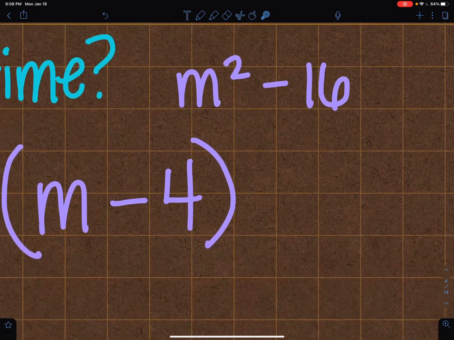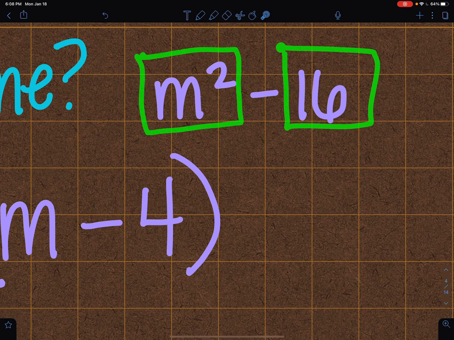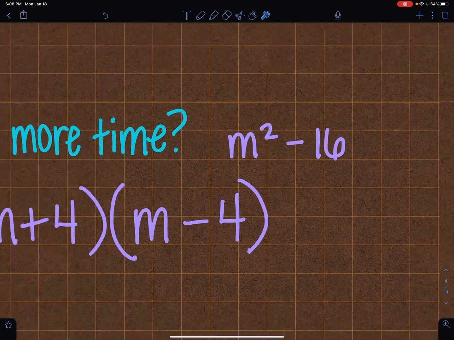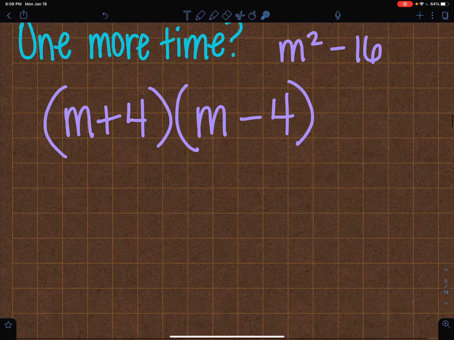So this is the last binomial that we looked at. Is it indeed the difference of two squares? Well, m squared, yeah, you can take the square root of that and just get m. What about 16? Yep, you can take the square root of that and get 4. So it is indeed the difference of two squares. So that would be m plus 4 and m minus 4. Do these, when we multiply them out, actually give us this? We shall find out in 60 seconds. That is, if we can finish that fast.